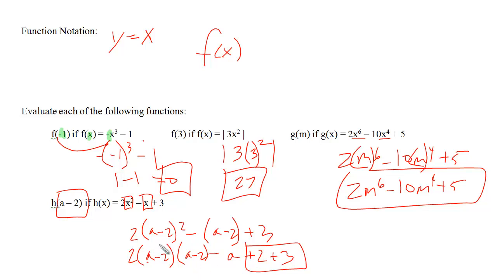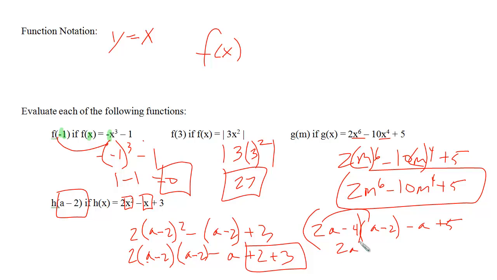The first thing I'm going to need to do here is either distribute this and then FOIL these. I'm going to go ahead and do that. I'm going to distribute this through. So that's going to get me, I'm just going to come over here to the right, 2a minus 4 times a minus 2 minus a plus 5. And then I'm going to double distribute or FOIL these out.